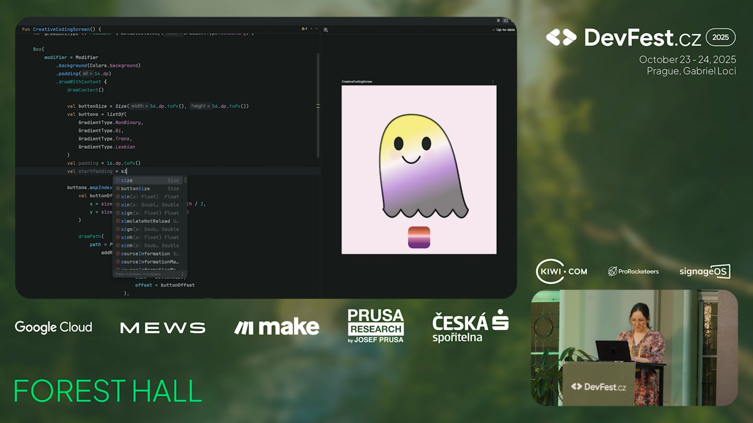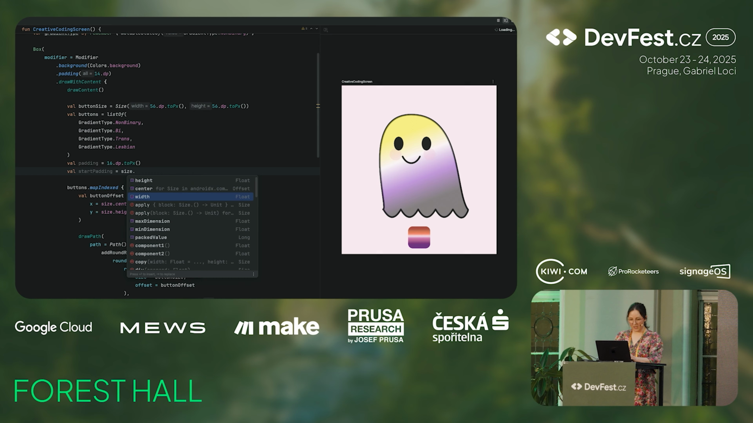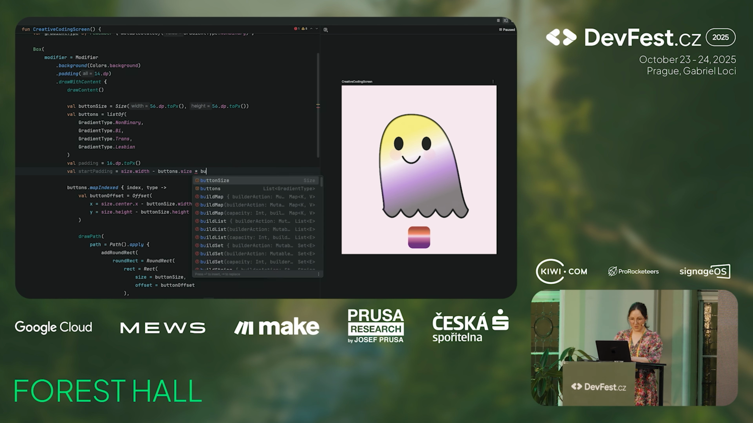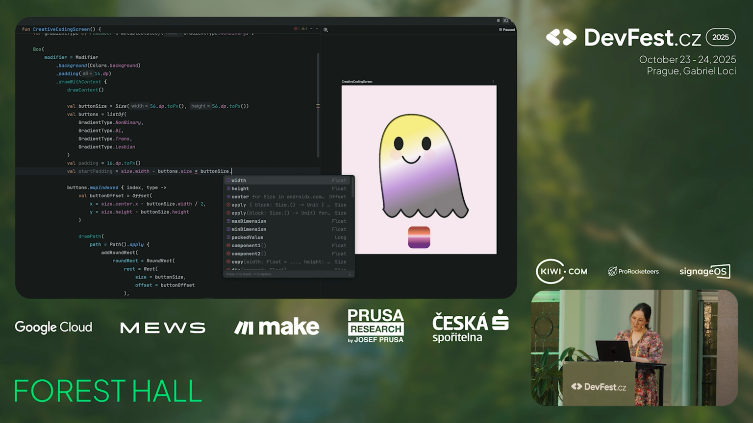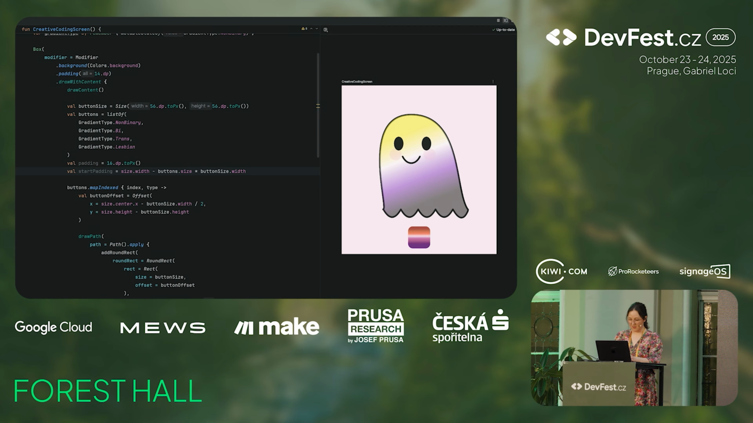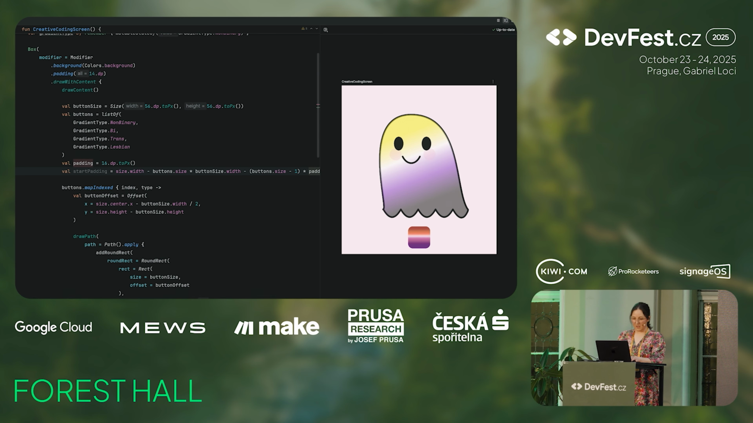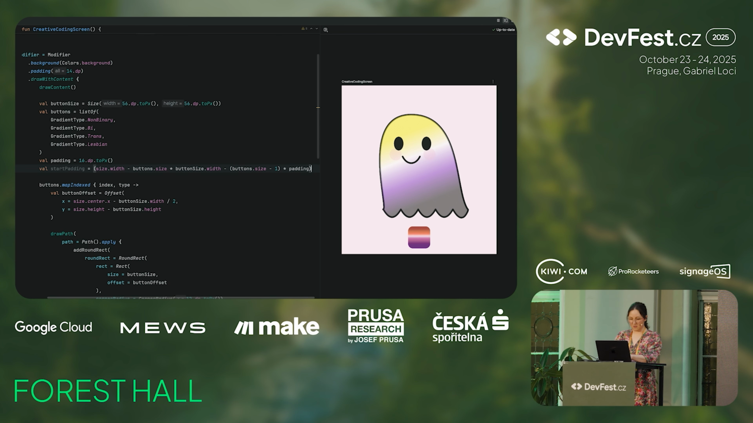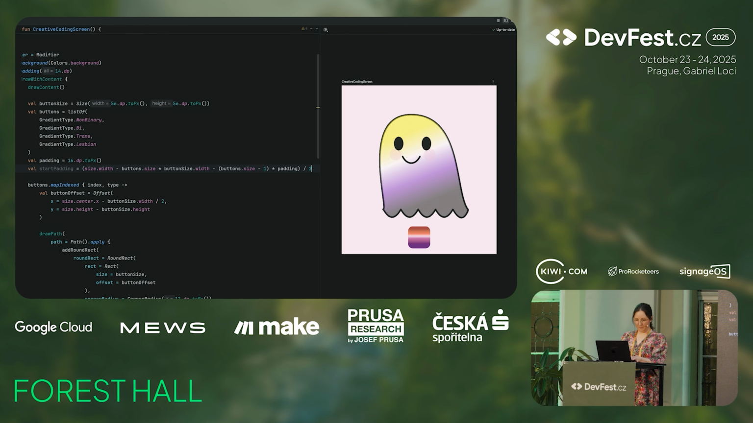So let's do that. We're going to take size width, then we're going to subtract buttons size times button size dot width, and then we're going to take buttons size minus 1 times the padding, and then we still need to wrap this and divide it by 2.